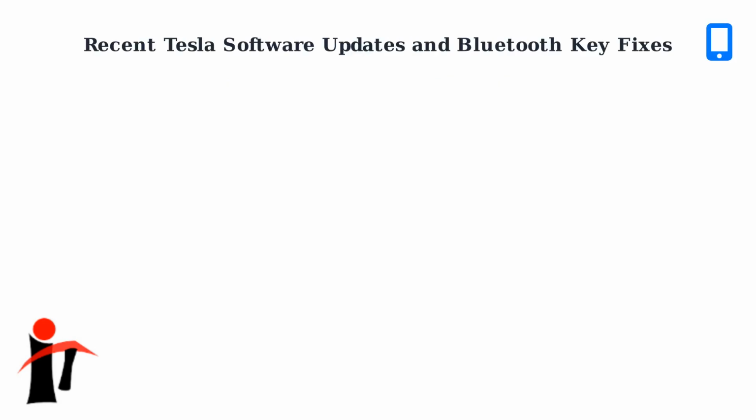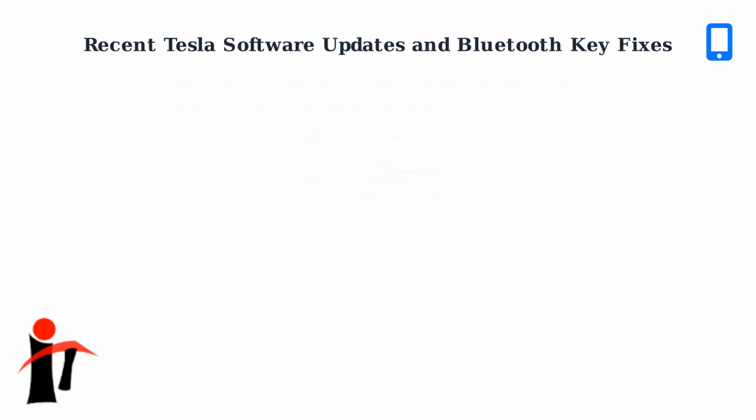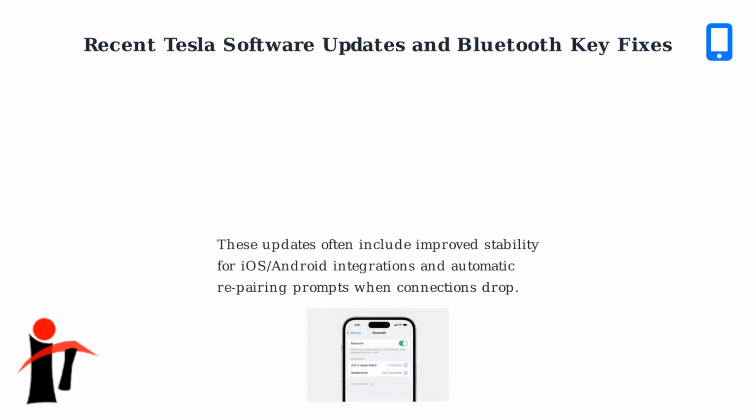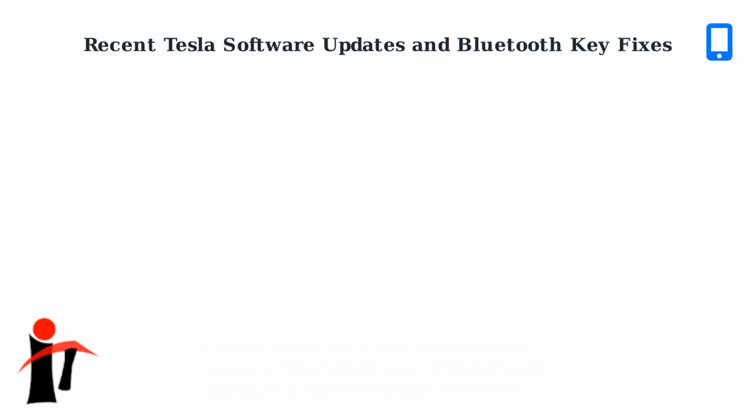Tesla regularly releases over-the-air software updates to address Bluetooth connectivity issues. Check if your car is running the latest version, 2026.2 or later. These updates often include improved stability for iOS and Android integrations and automatic repairing prompts when connections drop. Note that older Model 3s, manufactured before 2023, might face more persistent problems due to outdated firmware clashing with newer smartphone OS updates. Tesla's service centers offer free diagnostics via the app, with remote fixes for many cases.